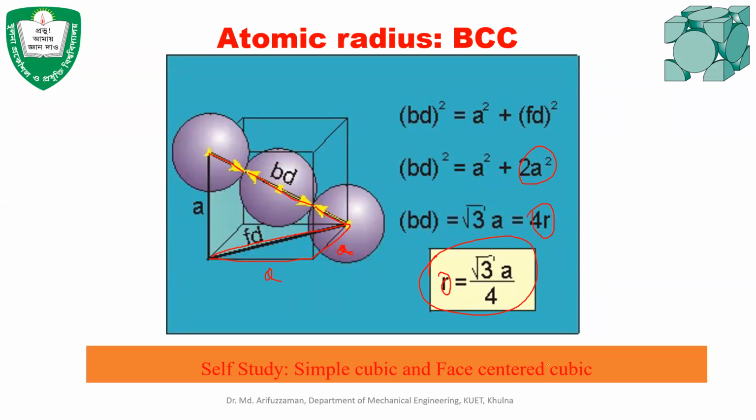And for simple cubic and face-centered cubic, these are self-study. You can study them at home. You can find the atomic radius in a similar way.